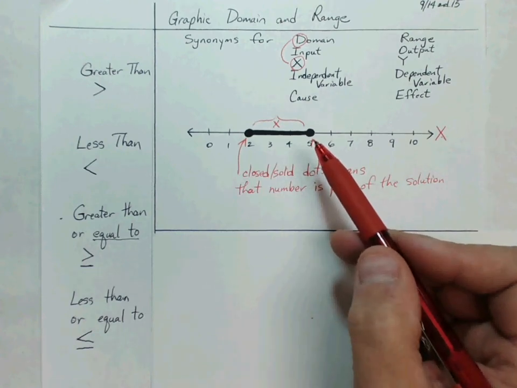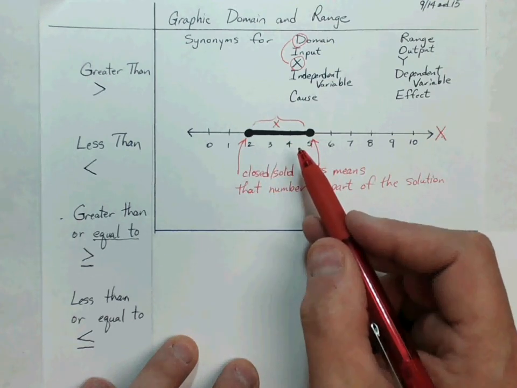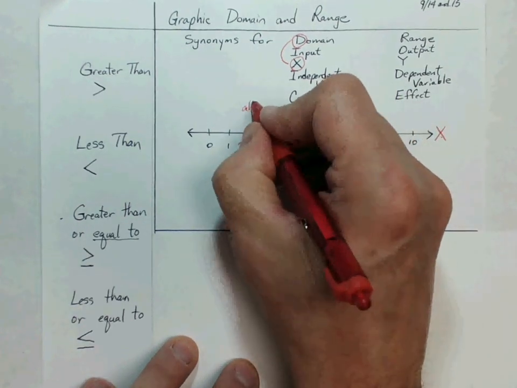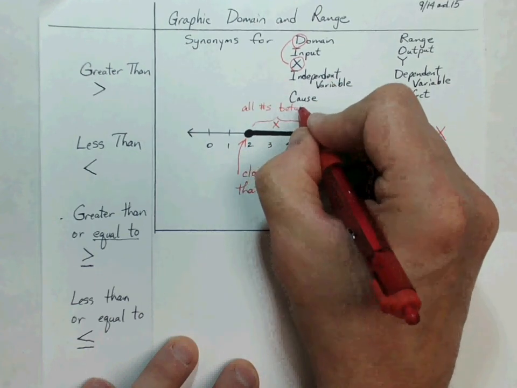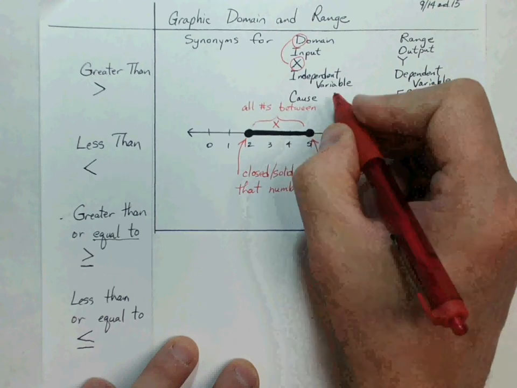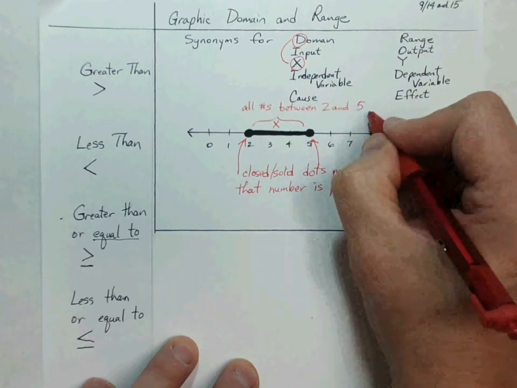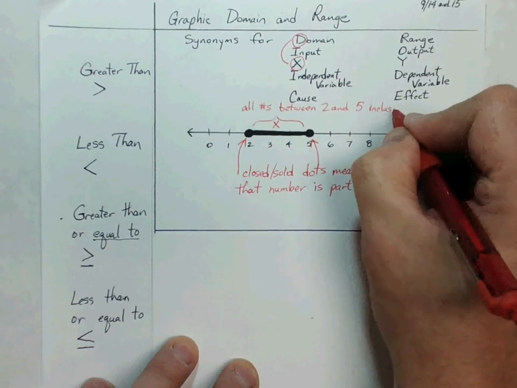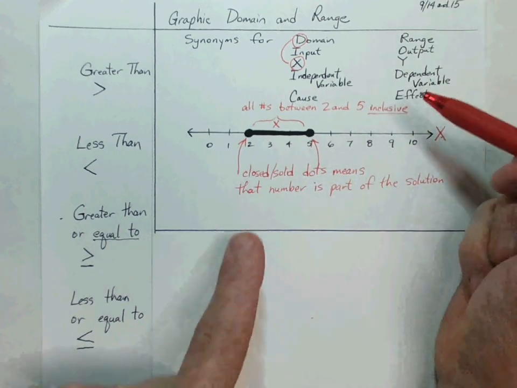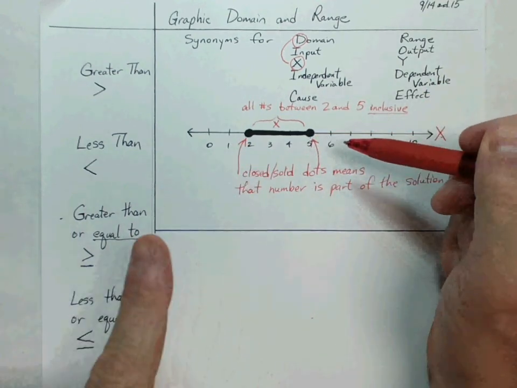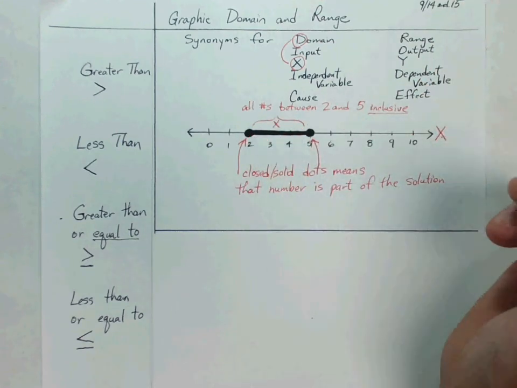What we're going to do is we are going to say that our solution is going to be all numbers between 2 and 5 inclusive. Use that word inclusive because of the solid dots. Solid dots means that we're going to be using those numbers as points.